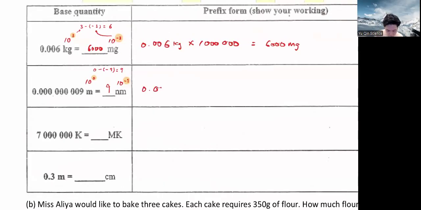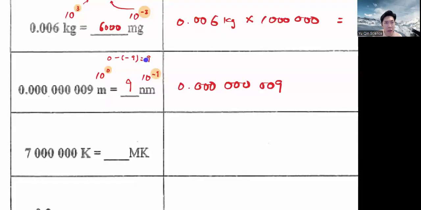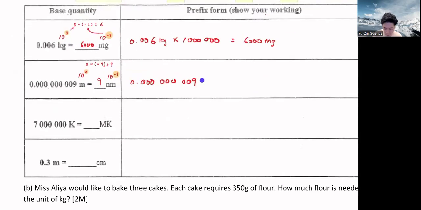So 0.123. We need to show the working. I need to show your teacher how you find the answer. What was this again? Positive 9. Positive 9 means times. 9 decimal. Oh la la. 1, 2, 3, 1, 2, 3, equals to 9 nanometer.